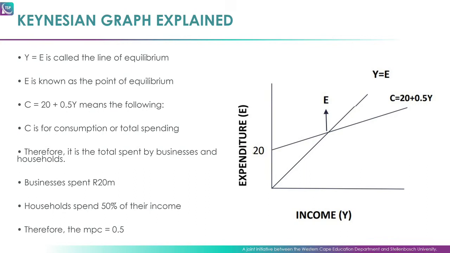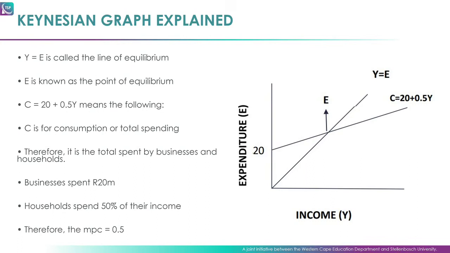Please do not get confused with the graph that was taught in term 3, where you also had a 45-degree line, but that was the line of equality when we did the Lorenz curve, okay? So please remember, this one here is your line of equilibrium, meaning at any point along this 45-degree line, or the line where income is equal to expenditure, that is where the economy can then be in equilibrium. Okay, Y equals E is called the line of equilibrium. E is known as the point of equilibrium, right?